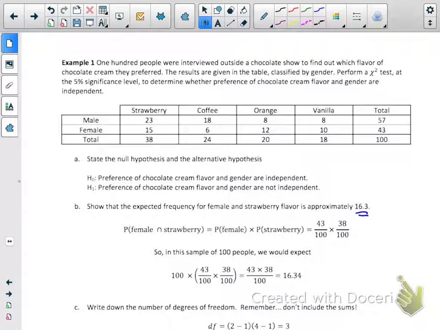Okay, show the expected frequency for female and strawberry flavor is 16.3. So they're actually giving you the answer right here. But female strawberry is the cell that we're trying to compute here. So my probability of female, I've got 43 females out of my 100. I've got my 38 strawberry out of 100. To do my expected frequency, I'm going to multiply those times 100, or again, we can shortcut that, and that shows 16.34. So approximately, that would be my 16.3.